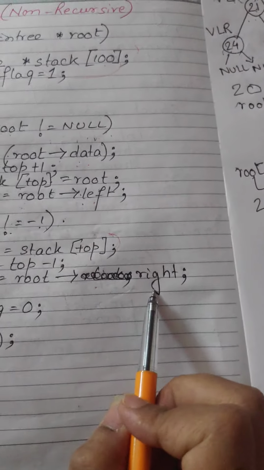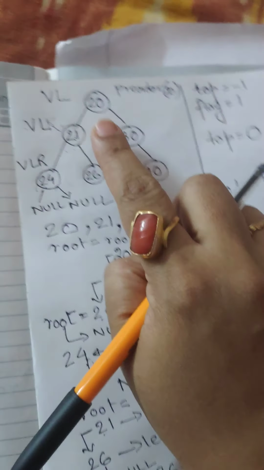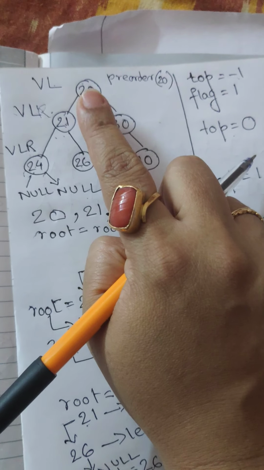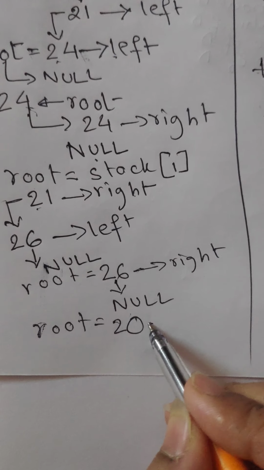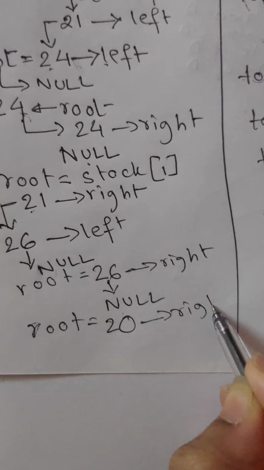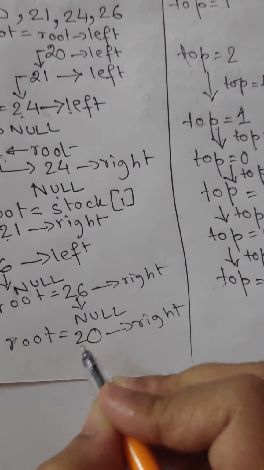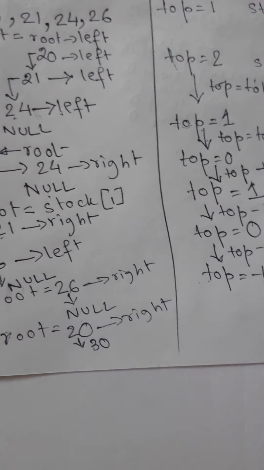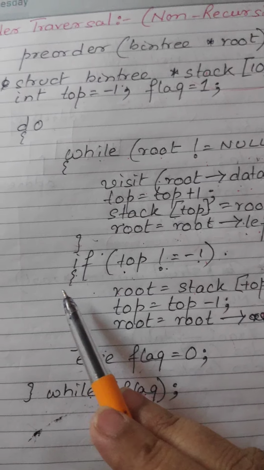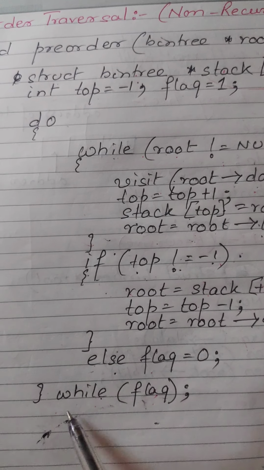Root is equal to root right. So over here we are at 20, and we are trying to set root as root right. Now 20's right is nothing but 30, so you come to 30. Now the if condition is done, and the else part will not be executed.